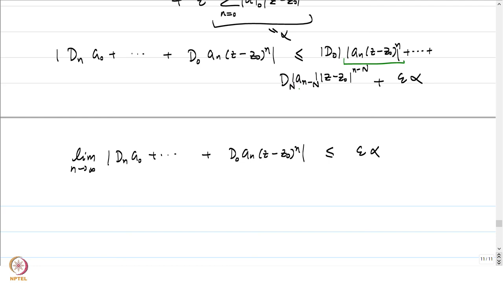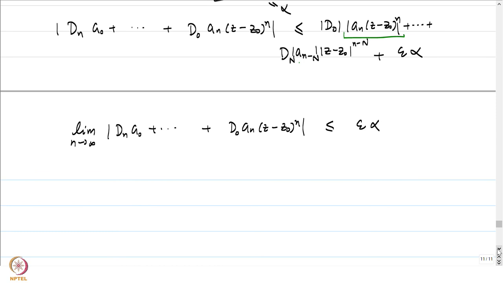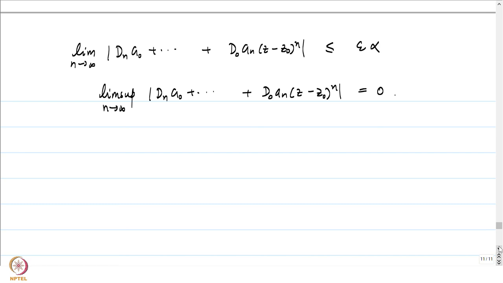But our choice of epsilon was arbitrary, and therefore we have this lim sup as n goes to infinity of |d_n a_0 + ... + d_0 a_n| (z - z0)^n is equal to 0. But then we are considering a sequence of non-negative numbers, and therefore the limit also is greater than or equal to 0, and therefore the limit has to be necessarily equal to 0, and that's precisely what we had to prove, which gives that the limit as n goes to infinity of the term is equal to 0.